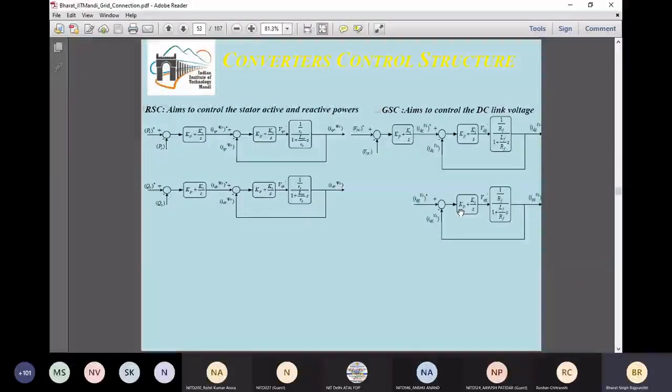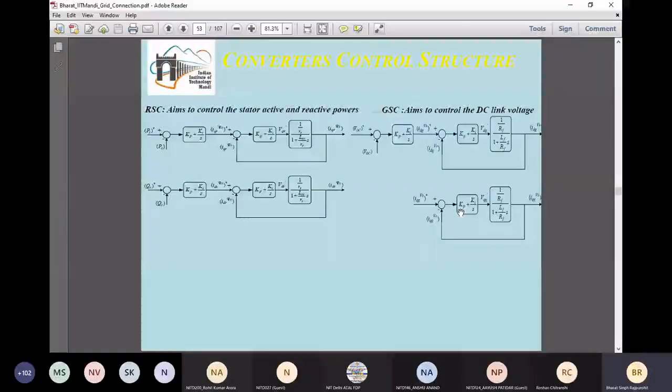So this PS star, as I have already mentioned, is coming from the maximum power point tracking algorithm from a lookup table. This lookup table has data stored for a given wind speed, what should be the speed and what should be the active power set point. So as the wind speed is changing, our maximum power point tracking algorithm is continuously giving us a new active power reference set point. So this is how we are able to obtain it. And once we measure the actual active power, this error is processed through the PI controller.